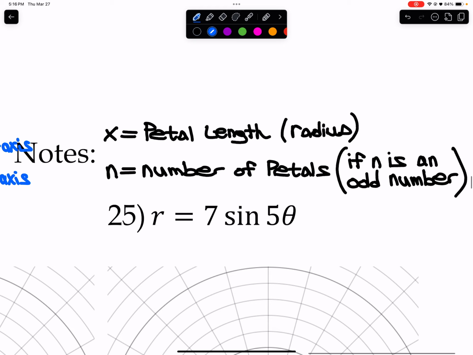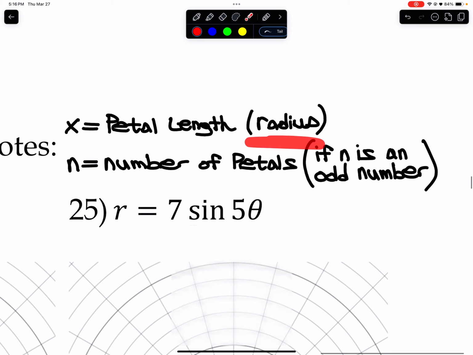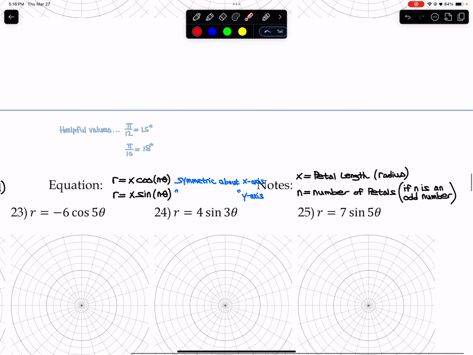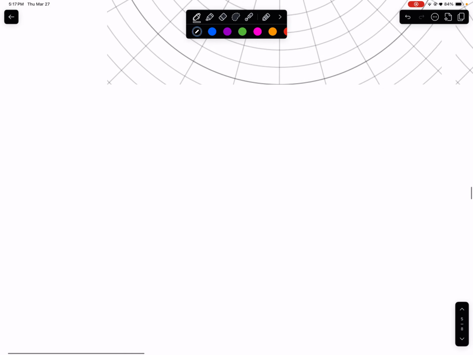And then over here for your rules, your a value is going to be the petal length, which is your coefficient. So essentially the same idea as saying like the radius or the distance from the pole. And then your n value, if it's odd, that is going to be the number of petals we have. So over here, let's look at number 22. What I like to do with these is come up with a period and then develop a table. So I'm going to start with a period.